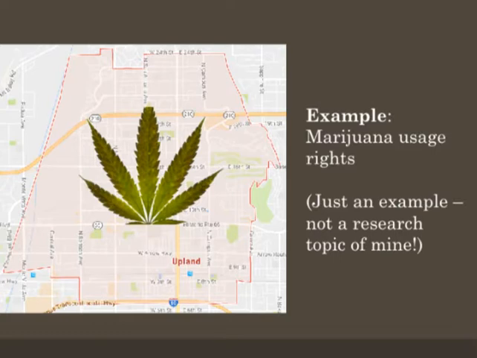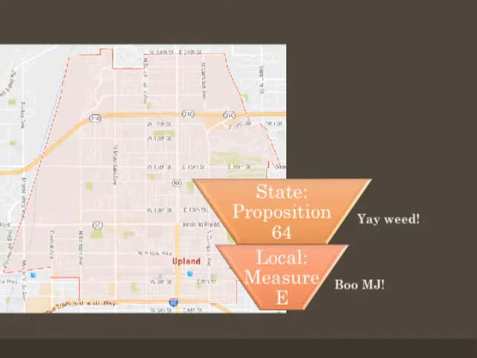So my example is marijuana. I do not research marijuana. I say that not because I have a problem with it, but because I know just enough to be dangerous. I just recently moved to Upland, and there's a special election coming up in Upland, Measure E, to outlaw marijuana dispensaries in the city of Upland. So Upland is telling us, boo, MJ. But at the state level, marijuana is legal. So in the exact same space, I have a legality and an illegality.